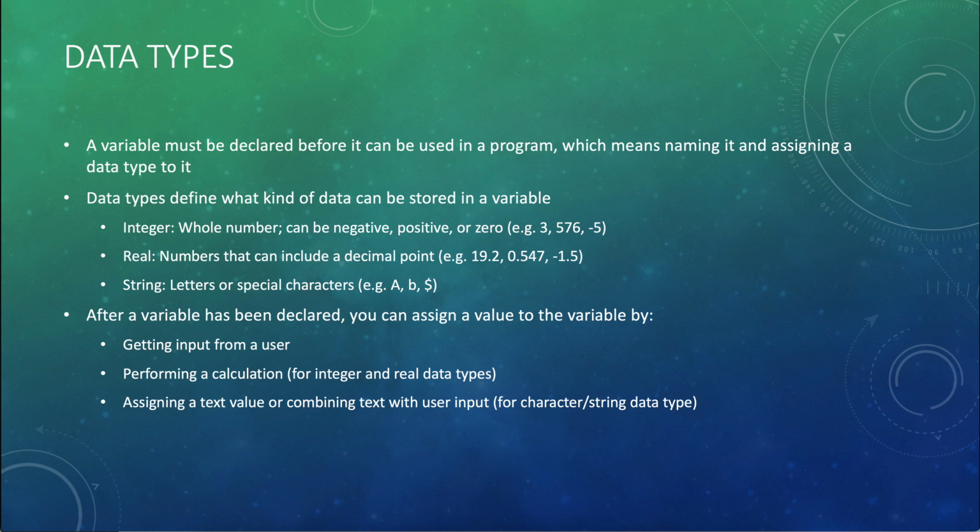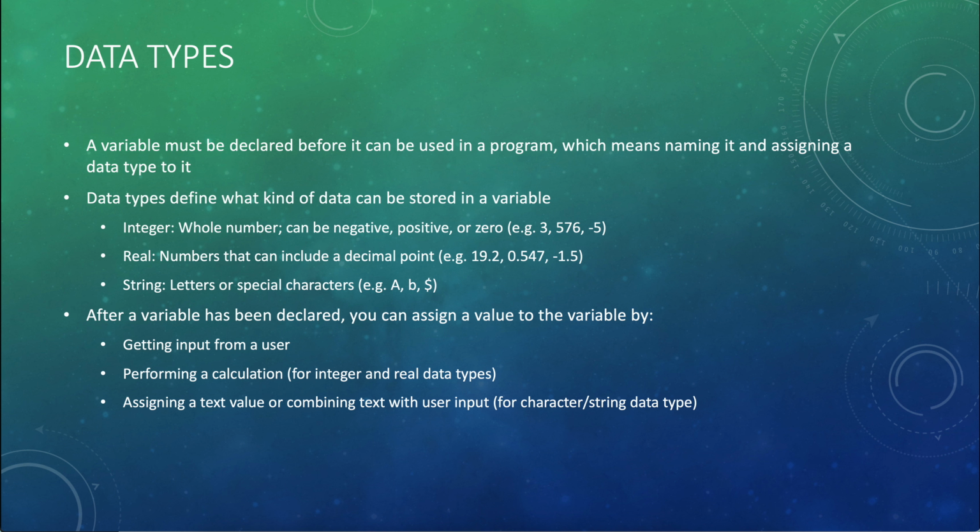Real is also numbers, but these numbers can include a decimal point. So examples might be 19.2, 0.547, -1.5. String is where you can use letters or special characters like A, B, $.